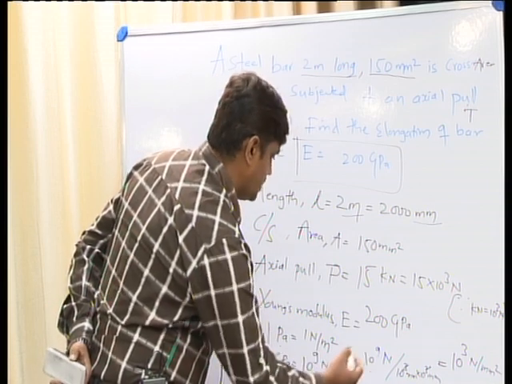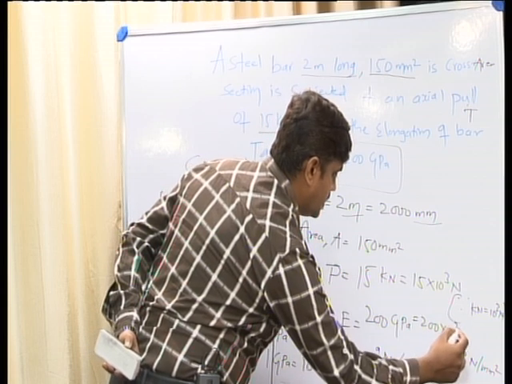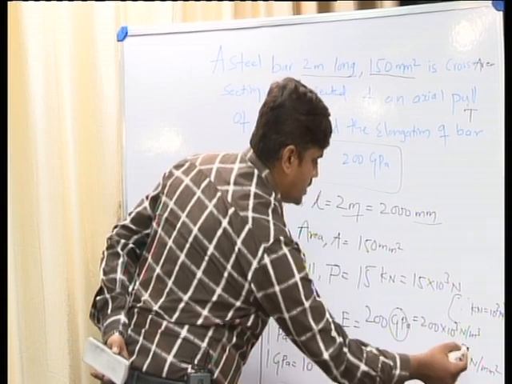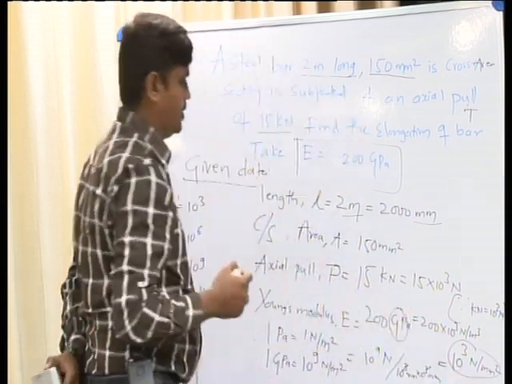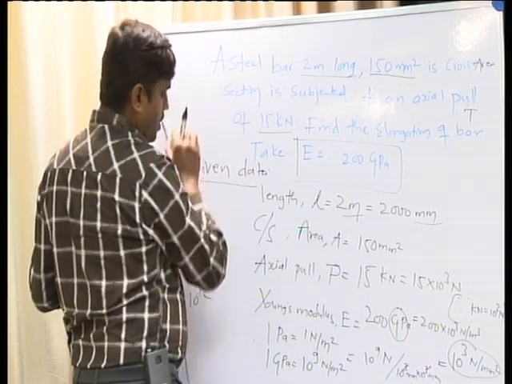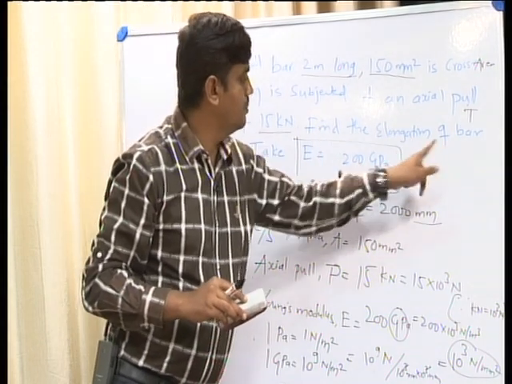1 GPa, so 200 into 10 raised to 3 Newton per mm square. 1 GPa means how much? 10 raised to 3 Newton per mm square. Now, what do you have to find? Find the elongation of the bar.